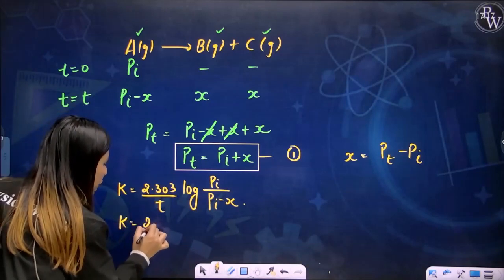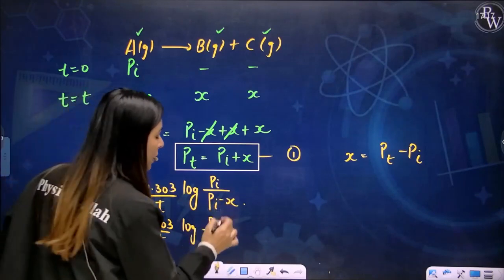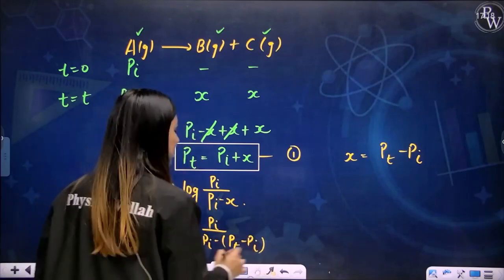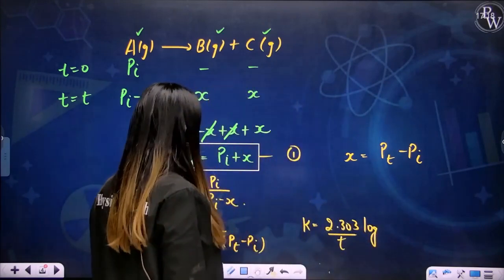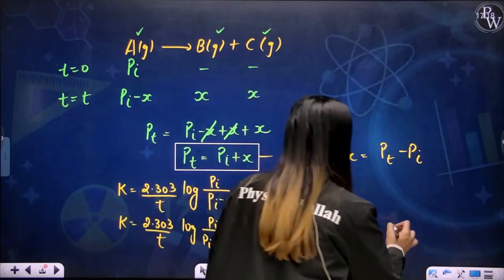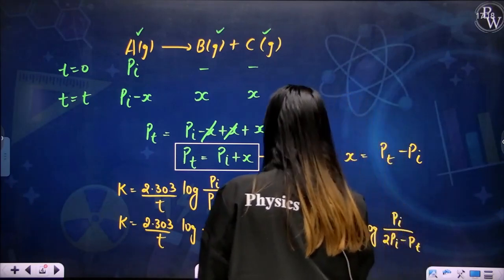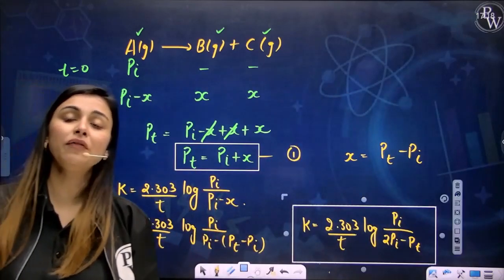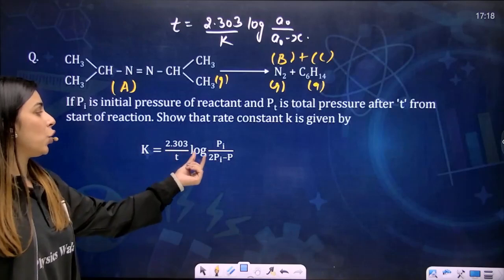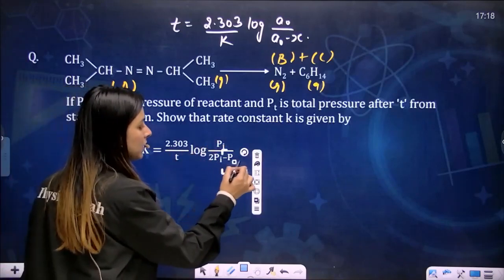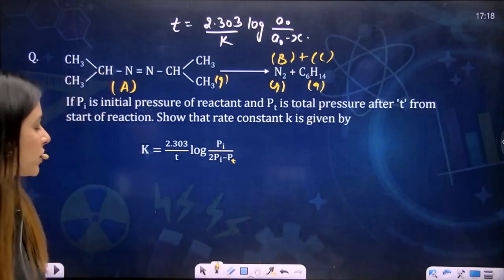Your K will be equal to 2.303 upon T log P initial upon P initial minus P total minus P initial. So your final expression would become K is equal to 2.303 upon T log P initial upon 2P initial minus P total, since minus would be plus. So this is the final expression that you have derived for the rate constant in terms of partial pressures. Let's see, was this the expression we needed to derive? Yes, 2.303 upon T log P initial upon 2P initial minus P total. Perfect, we have derived this particular expression.